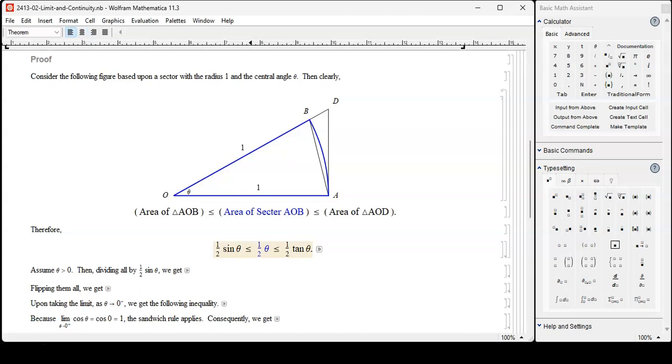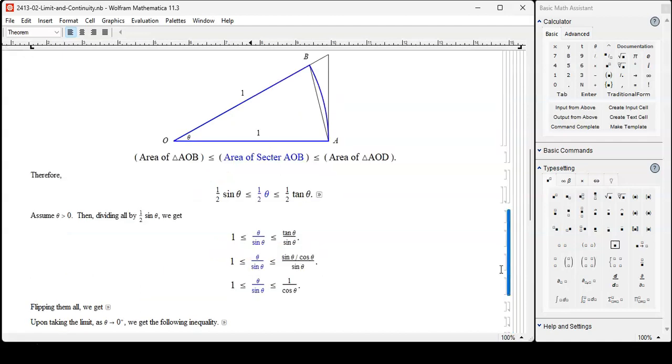1/2 sine of theta, 1/2 theta, and then 1/2 tangent of theta. Now assume theta is greater than 0, and then dividing all by 1/2 sine of theta, we are dividing by something positive, so the direction of the inequality doesn't change.